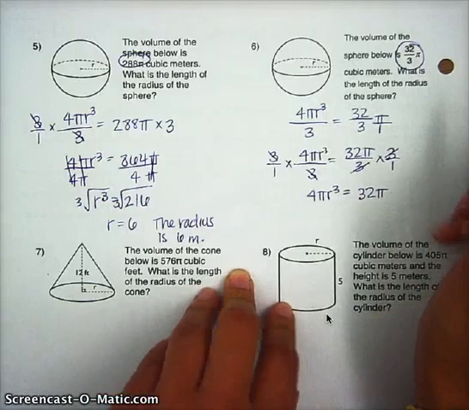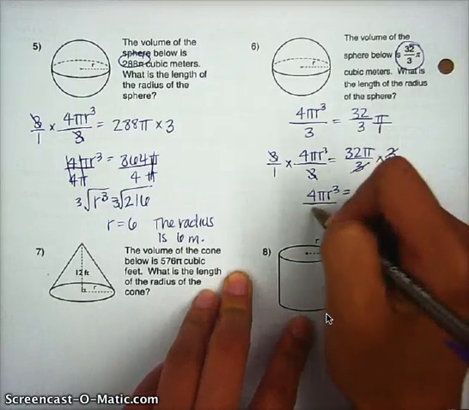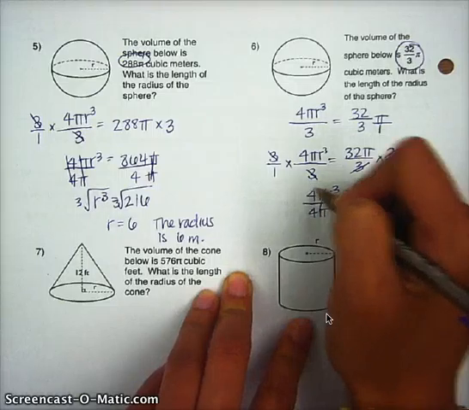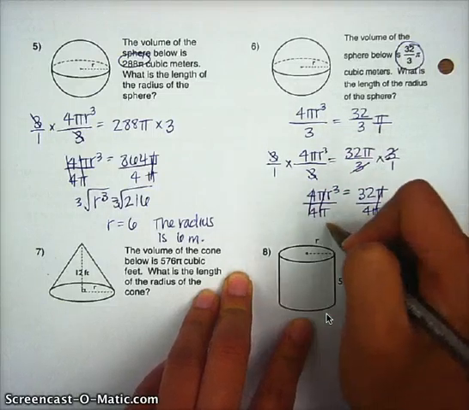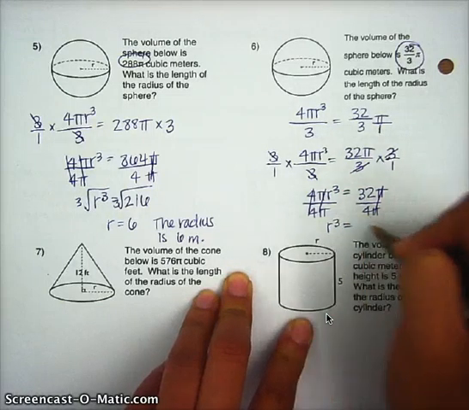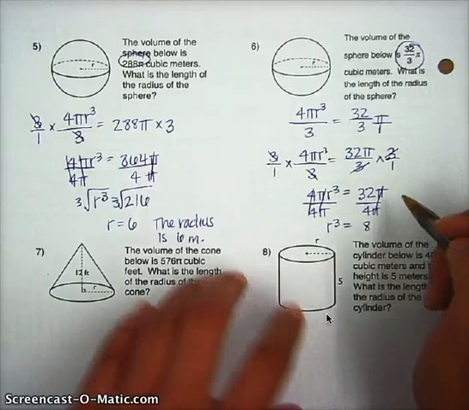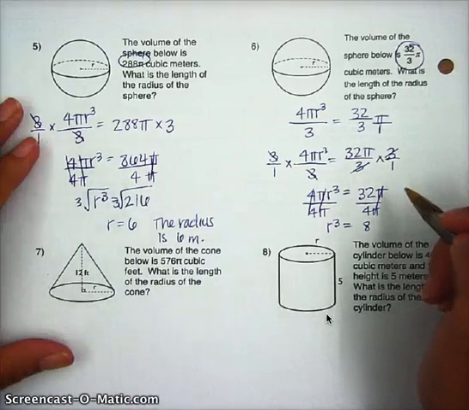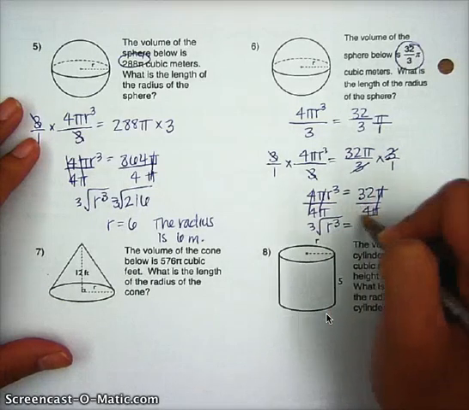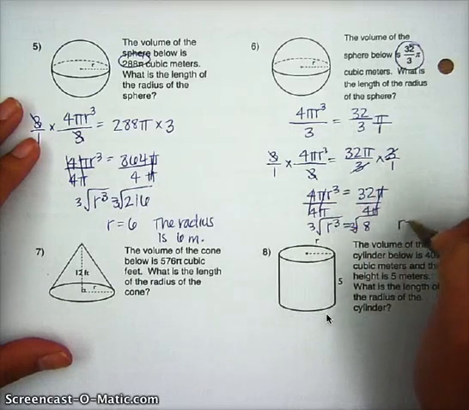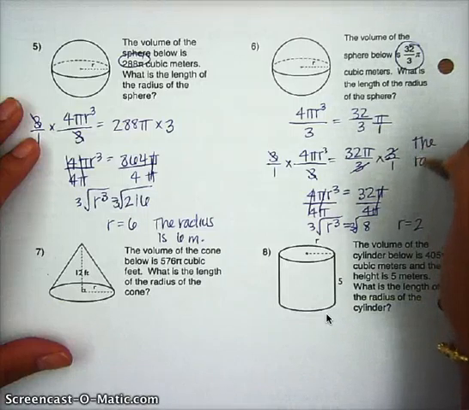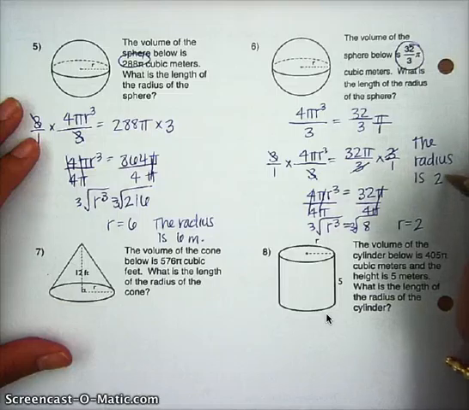So what's the next step? Get rid of the coefficients. Divide both sides by 4 pi. The pi's cancel each other out. The 4's in this case cancel out. I'm left with r cubed equals 8. And again, please do not stop too early and say, oh, r is 8. We're not done yet. We have to take the cube root of both sides. And I'm going to get r equals 2. So I would say the radius is 2 what though? Meters.